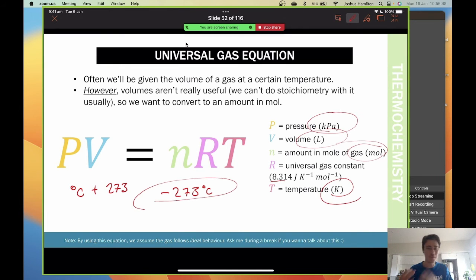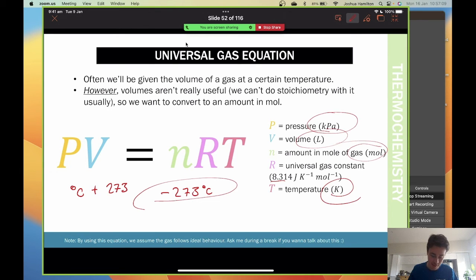I'm sure there are some chemical explanations for this. I don't know them, to be honest with you. I don't do chemistry at university level, so I don't know why 273 is the lowest value you can get to. I'm sure there is some explanation. If you want to know, go and search it up on the internet. You're welcome to. But negative 273 is the lowest possible temperature we can get to.